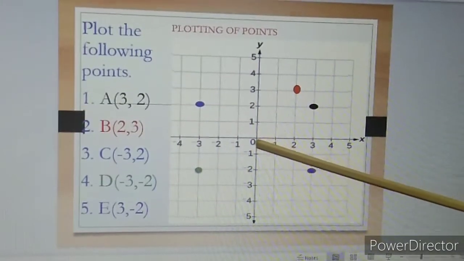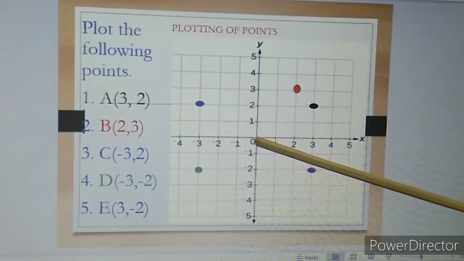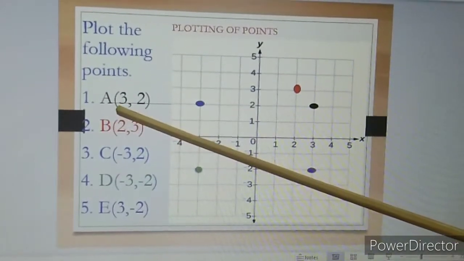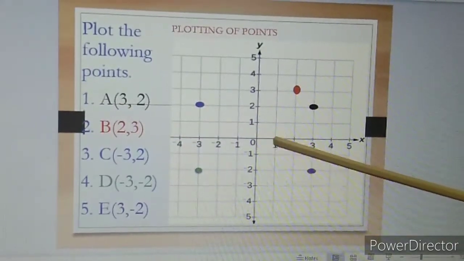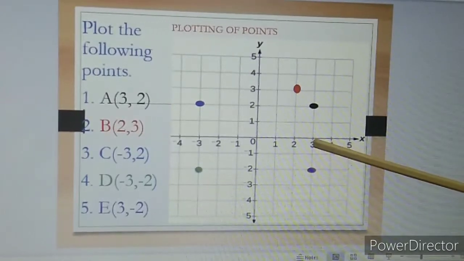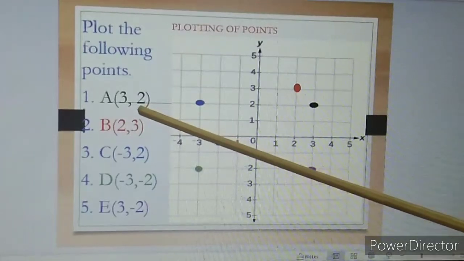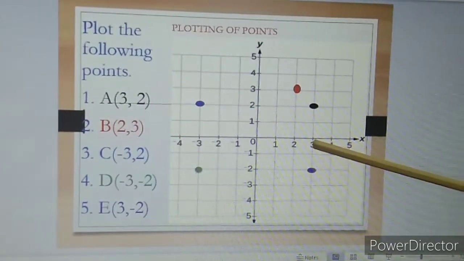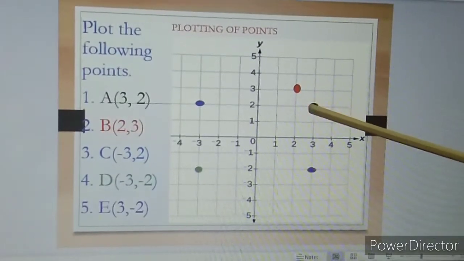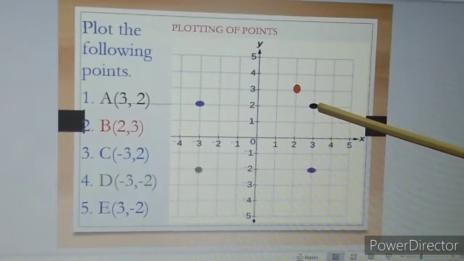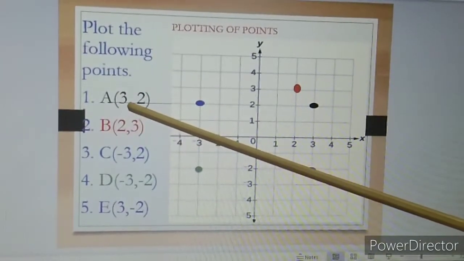We will start from the origin, which is 0, and then count the number of units that is given here. The number is 3, so from 0, we will count 3 units: 1, 2, and 3. And then, from 3, we will count 2 units. Since this is positive, we will go up 1, 2. Then, shade this portion. This portion now represents the point A with the coordinates of 3, 2.